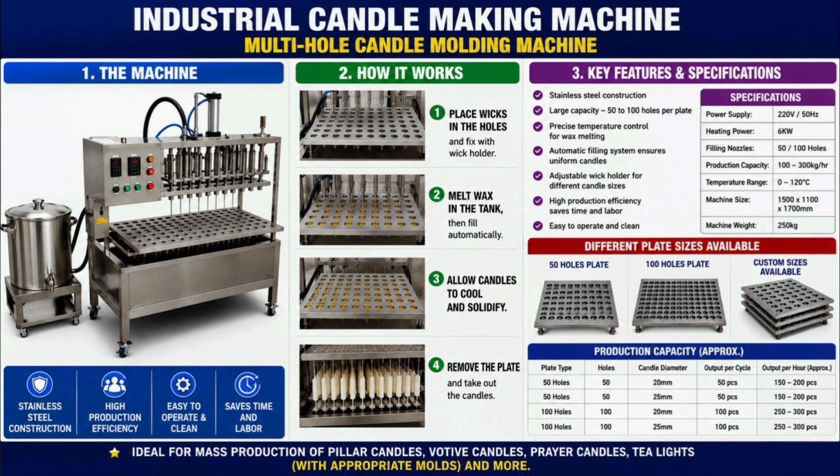These are industrial candle making machines, that if you want to produce candle in large scale, then you can use this one. This one is imported. This one, it comes in different sizes. We have 50 holes, we have 100 holes, we have 200 holes. This one is already automated. It has the heater, as in the boiling vessel.